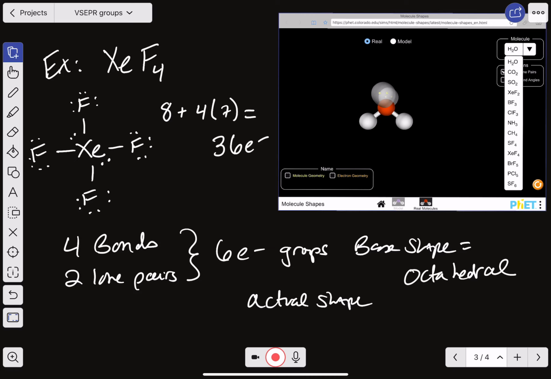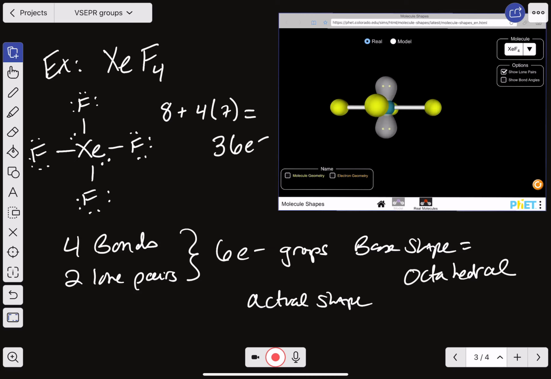And sure enough, XeF4 is one of their examples. It's based on an electron geometry. Its base shape is an octahedral, but the actual shape is a square planar. And you can see it. Those 4 atoms are in a plane. The 4 bonds, right? So here's my xenon in the middle. These 4 are the fluorines. Right here, my 2 lone pairs. And this is the shape that gets those lone pairs as far away from each other as possible.